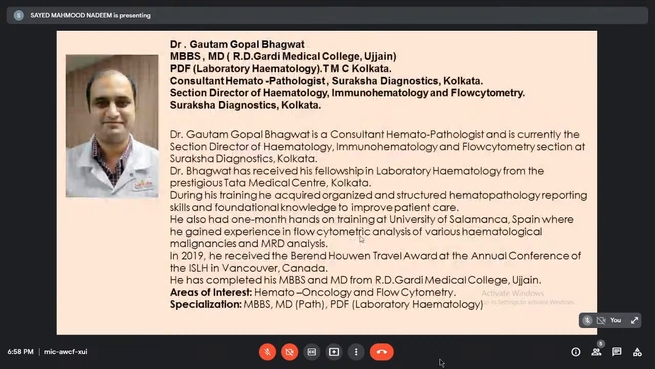We have Dr. Gopal Bhagwat. He's an MBBS and MD from R.D. Gardi Medical College, Ujjain, with a PDF in laboratory hematology from the famous Tata Medical Center, Kolkata. Presently, he is a consultant hematopathologist at Suraksha Diagnostics, Kolkata. He is a section director of hematology, immunohematology, and flowcytometry at Suraksha. Dr. Bhagwat has received his fellowship in laboratory hematology from the prestigious Tata Medical Center. During his training, he acquired organized and structured hematopathology reporting skills and foundational knowledge to improve patient care.